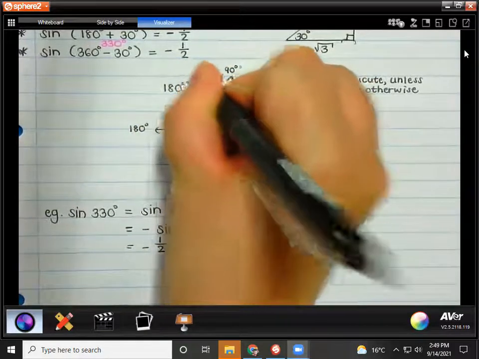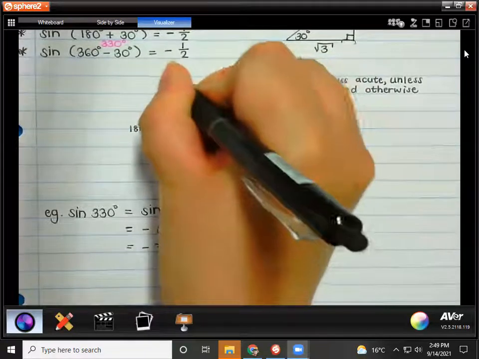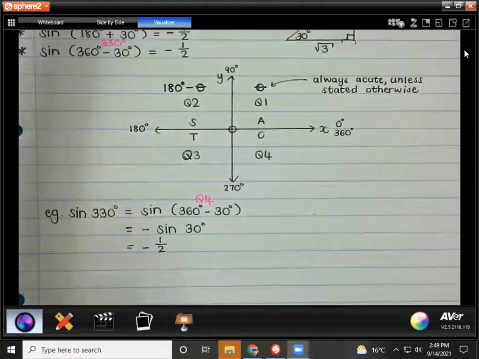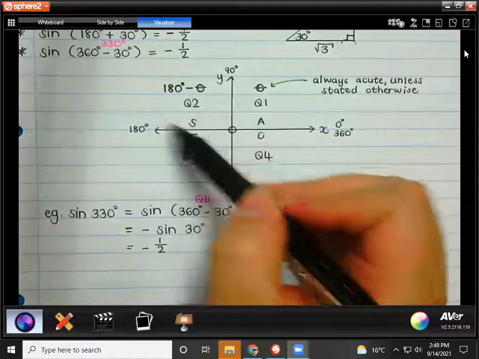Now, an expression that will always give us an angle in the second quadrant would be 180 minus theta. 180 minus an acute angle will always give us an angle in the second quadrant. I'm going to say that again. Remember, theta is acute. If you take 180 minus any angle that is acute, any angle that's smaller than 90, it will give you an angle in the second quadrant.